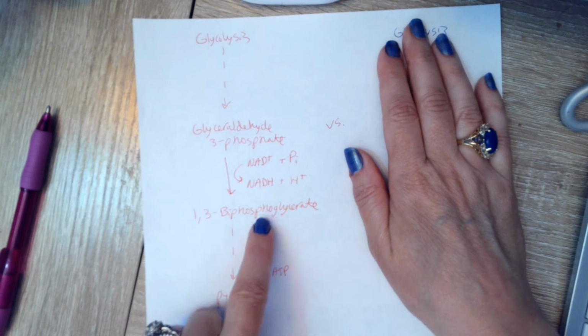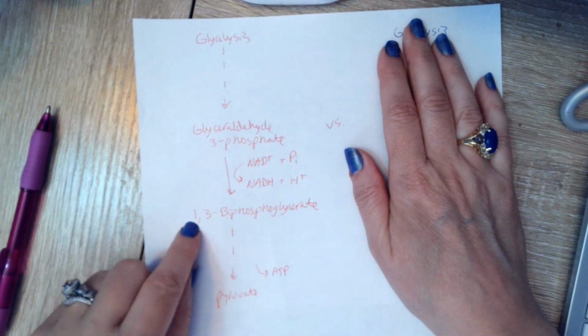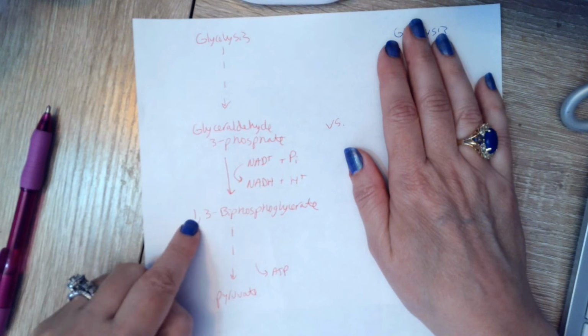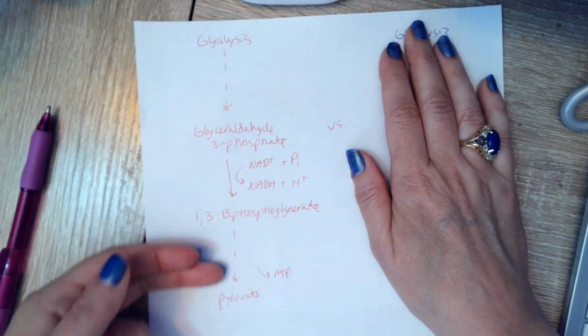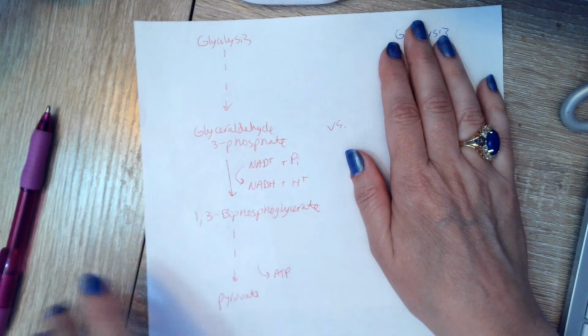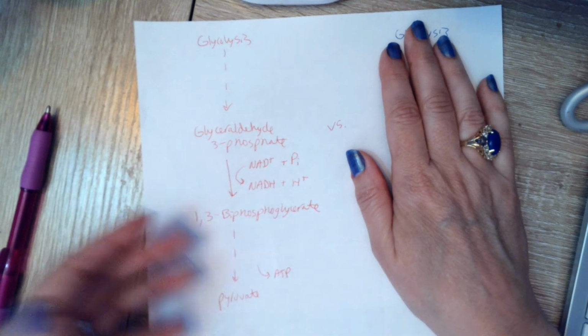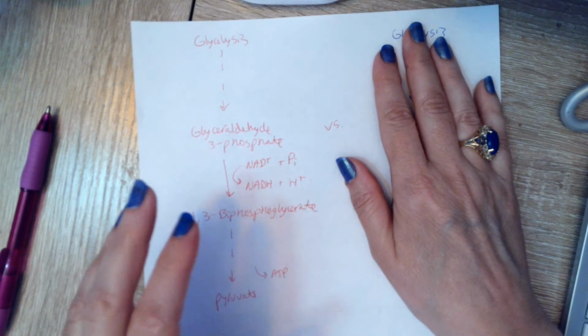So bisphosphoglycerate, with a phosphate still on the 3-carbon, and then we put another phosphate on the 1-carbon, and then we go through the rest of glycolysis. We get some ATP, we get our pyruvate into acetyl-CoA, etc.